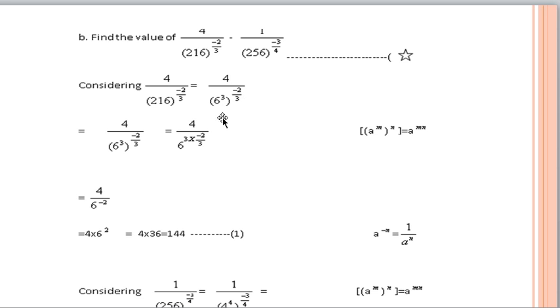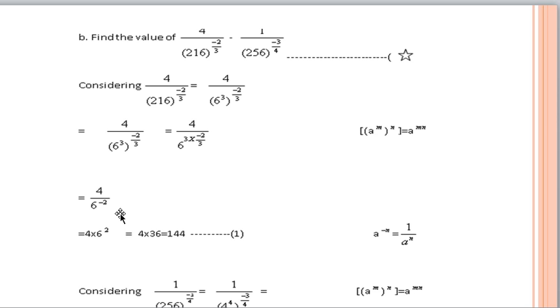Again, we can apply the power law here because it is an exponent being multiplied with another exponent. So it's 4 by 6 to the power 3 into minus 2 by 3. That is 4 by, 3 and 3 get cancelled. So it's 4 by 6 to the power of minus 2.